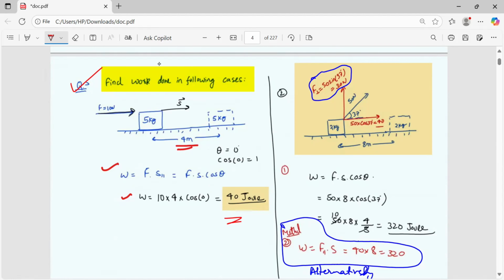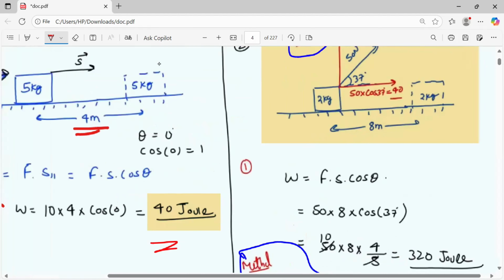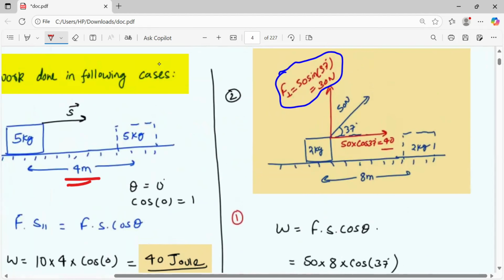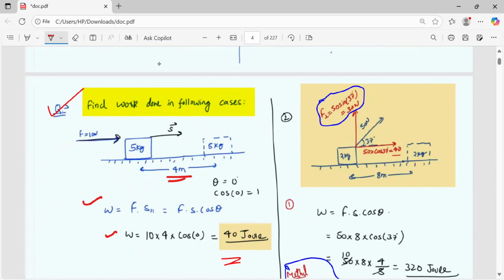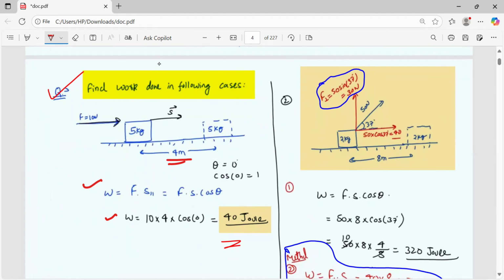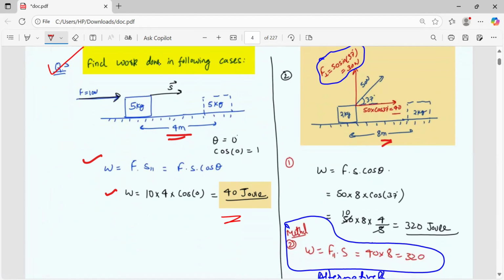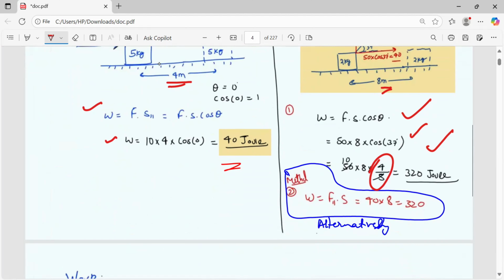Okay. Second case, similarly, you can see here, in this case also there is a 2 kg mass which is experiencing a force of 50 Newton in the direction as shown, which is at 37 degree with respect to ground. In that case, this is displaced in the horizontal direction by 8 meters. So you can calculate the work done by simply applying the formula W is equal to FS cos theta. I can put the values F, which is 50 into 8 into cos 37, because cos 37 is 4 by 5. You can find out the value directly, that is W comes out to 320 joule.